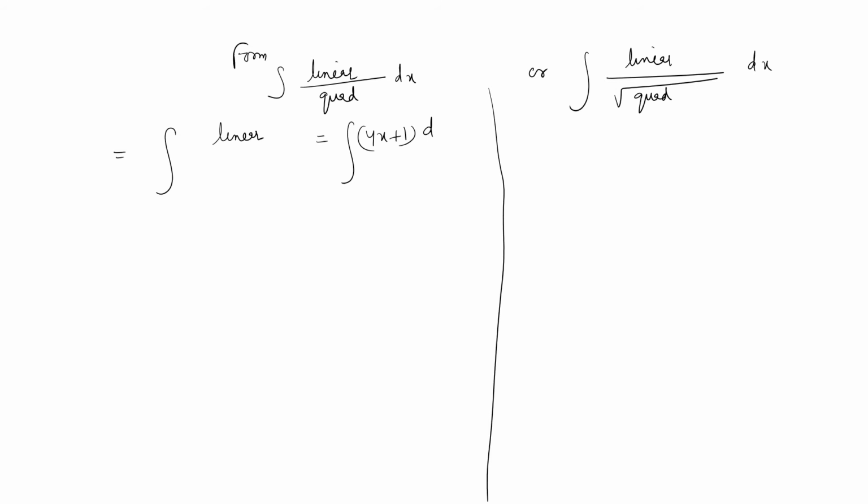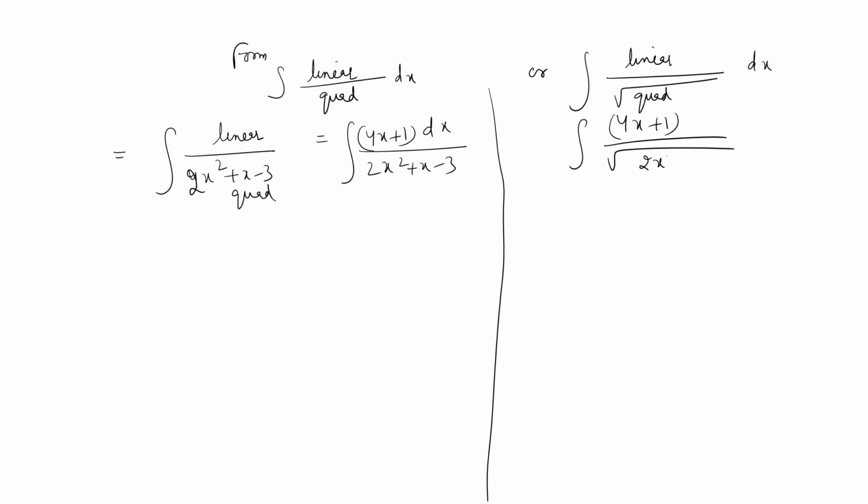There is a question in your exercise itself. And in the denominator some quadratic will be there. Either it will be some quadratic or some under root quadratic. So if I take a question like 2x square plus x minus 3, this is your quadratic. And the same question if asked like this, 4x plus 1 upon under root 2x square plus x minus 3, it is of the form of 1 upon under root quadratic.